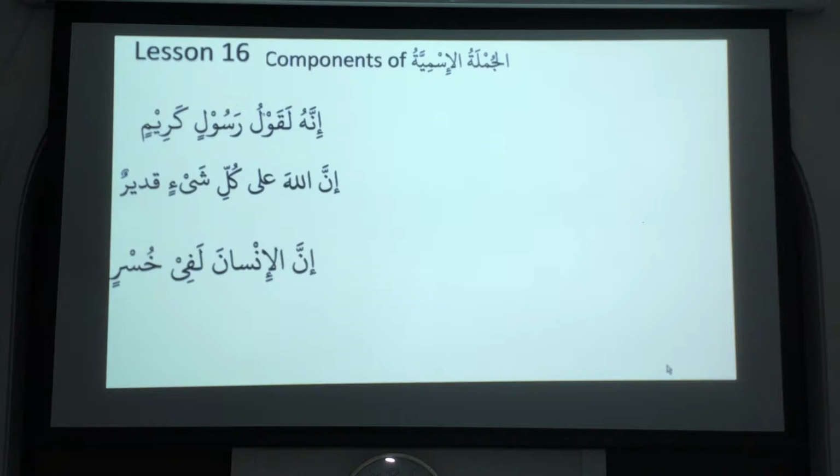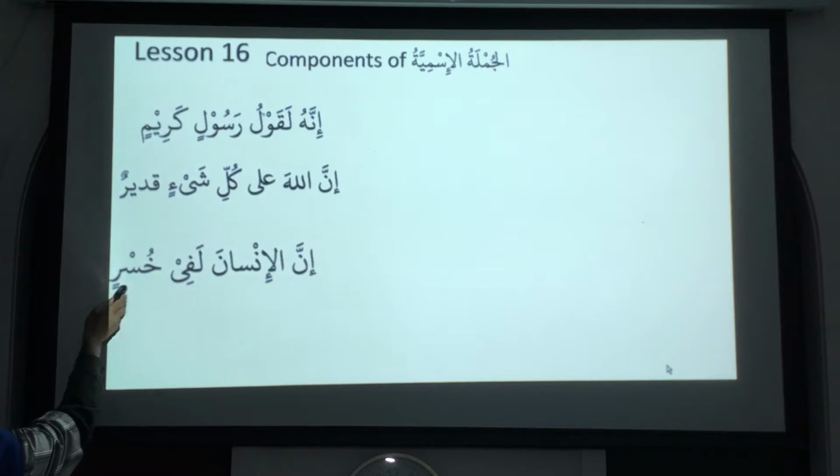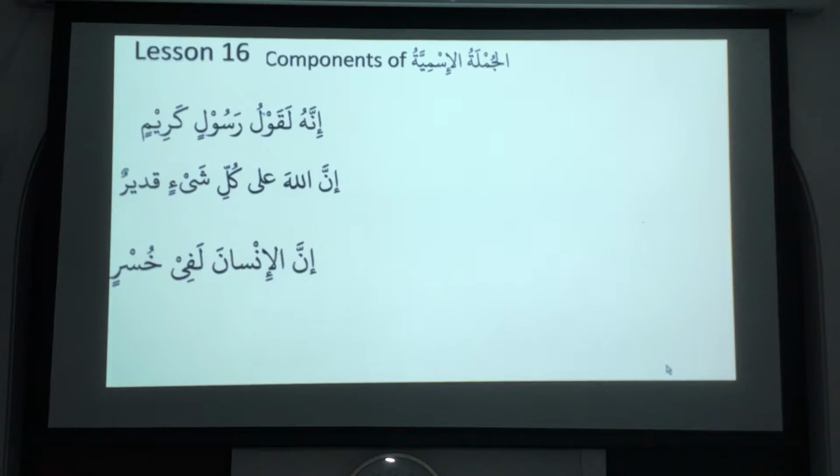Brother Shiraz, can you help Brother Mustafa? Fi khusrin. Which one is that? The third one. Fi khusrin. This part I want to know. What is this fragment?